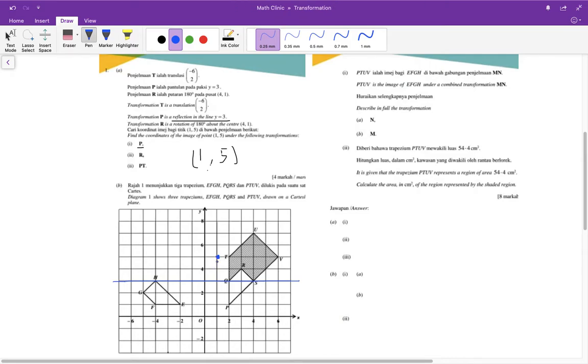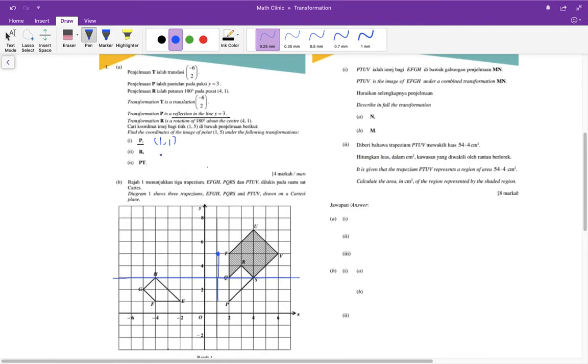When you reflect, you just calculate the distance from your point to the line. It's 2 blocks. So when you reflect, it goes over here. The point is (1, 1). Just write (1, 1).